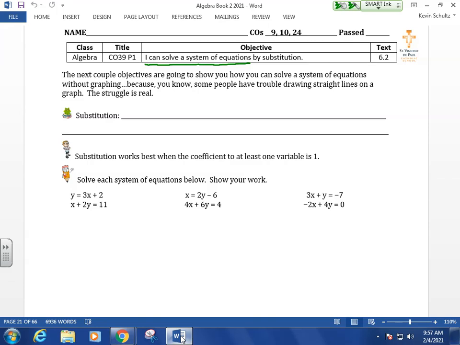And substitution basically means that we are going to be replacing a variable with an expression. Okay? We'll be replacing a variable with an expression. I hope so. Whoever said easy, I hope so. That is always the goal.